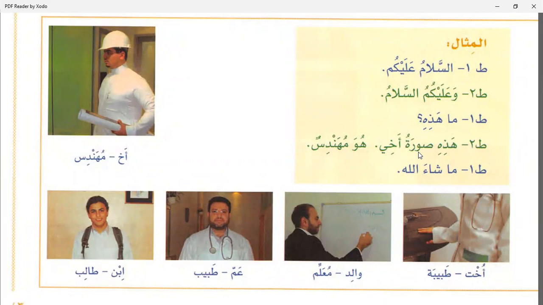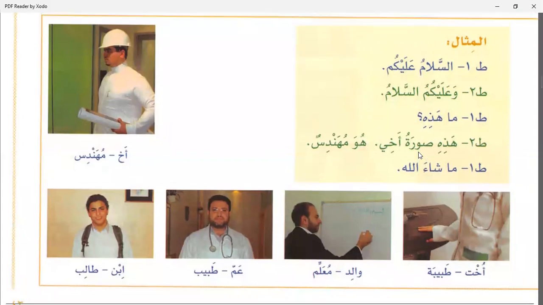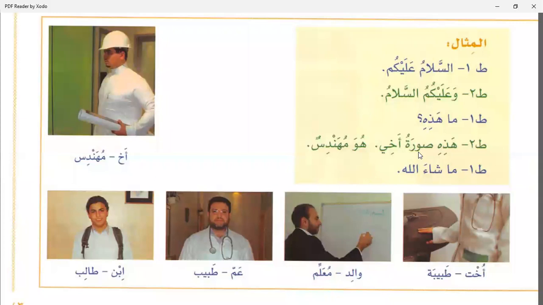Ma hadhihi? Hadhihi surah tul waladi huwa mu'allim. MashaAllah. Assalamu alaikum. Wa alaikum assalam. Ma hadhihi? Hadhihi surah tul ammi huwa tabib. MashaAllah. Assalamu alaikum. Wa alaikum assalam. Ma hadhihi? Hadhihi أخي ابني هذه صورة ابني هو طالب ما شاء الله.